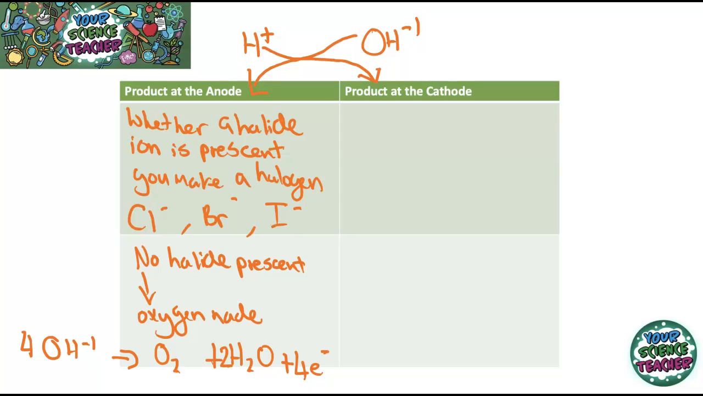What about the product at the cathode? Well, if I have an unreactive metal, one that's less reactive than hydrogen, then you make that metal.